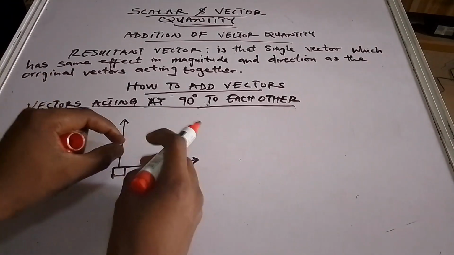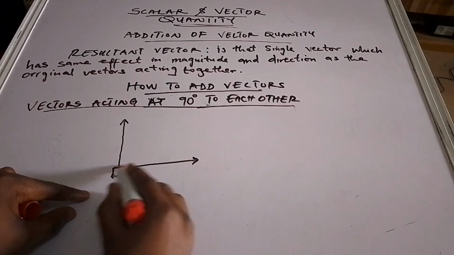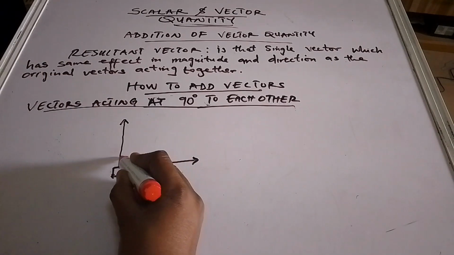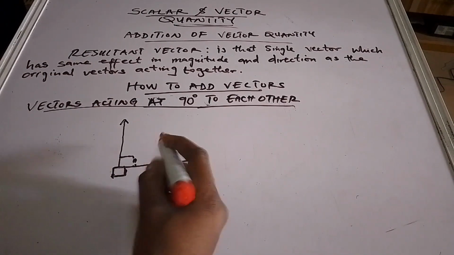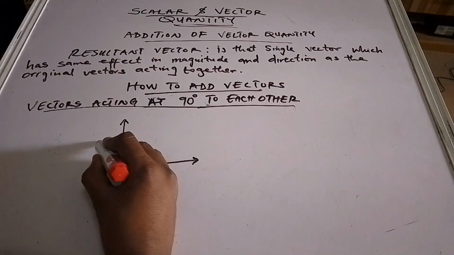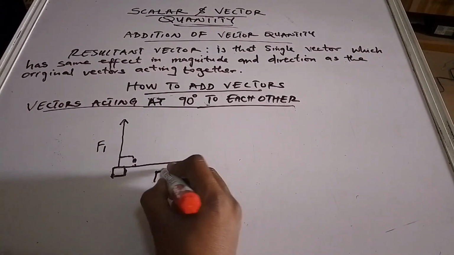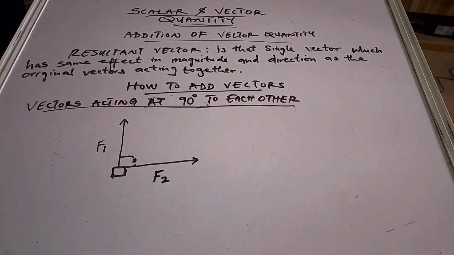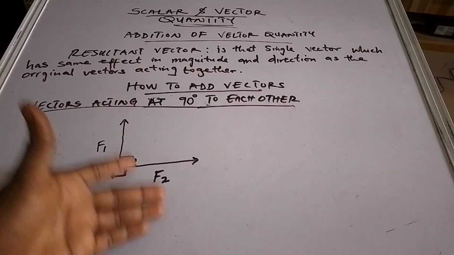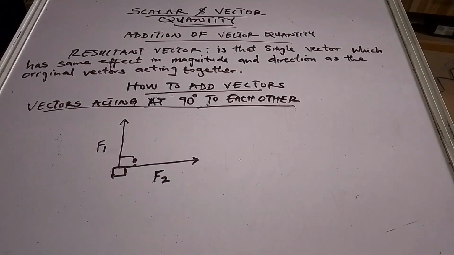So they are moving, the force is acting on this body, but at 90 degrees to each other. So let's say this is the 90 degrees. Let's say this one is F1, and let's call this one F2. So how are we going to find the resultant in this case? To find the resultant in this case, we are not going to say F1 plus F2, or F1 minus F2.